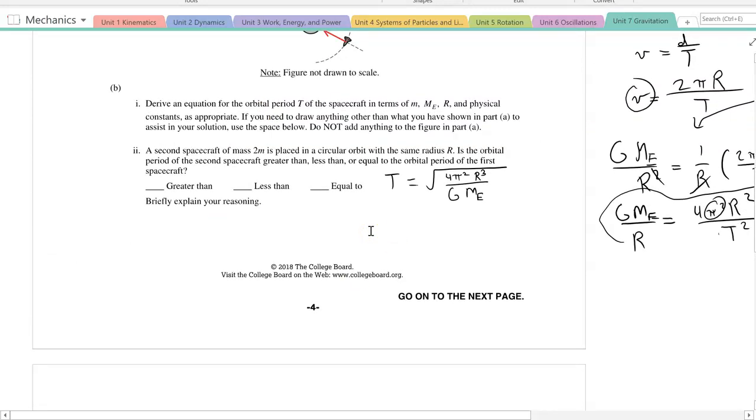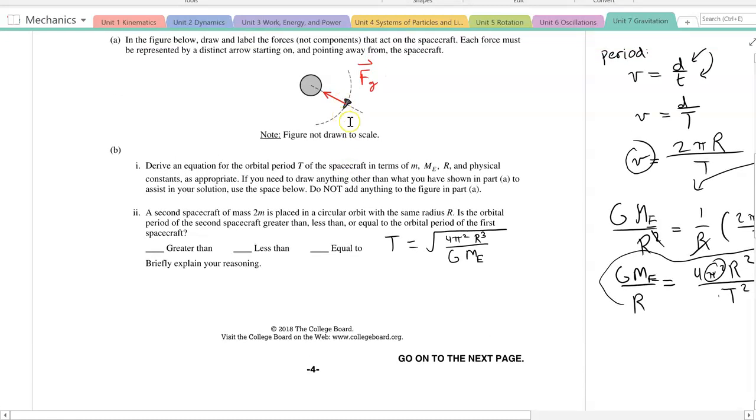A second spacecraft of mass 2m is placed in a circular orbit with the same radius r. Is the orbital period of the second greater than, less than, or equal to the orbital period of the first one? So that's kind of interesting. What this question is asking is: does the mass of the spacecraft actually matter in determining orbital speed? Looking at this equation, we notice that there is no mass of the spacecraft in this equation, meaning that it does not depend on it.